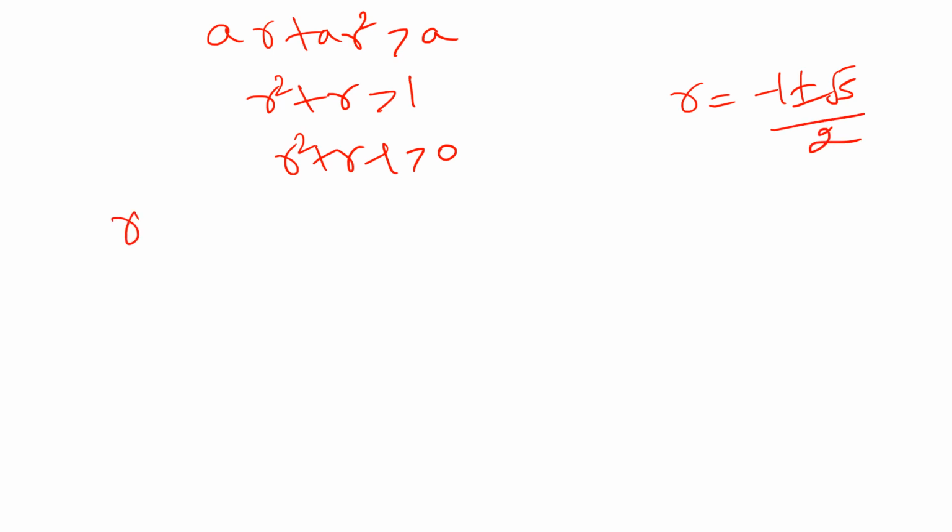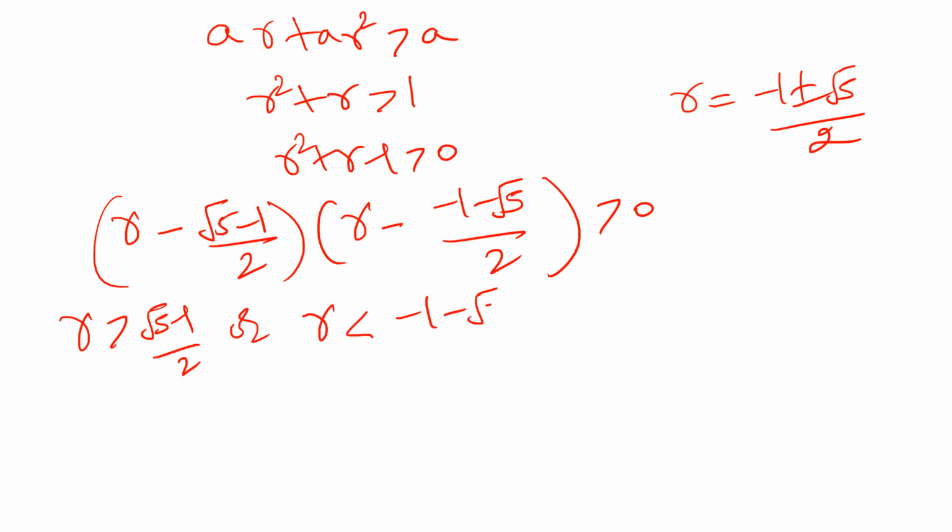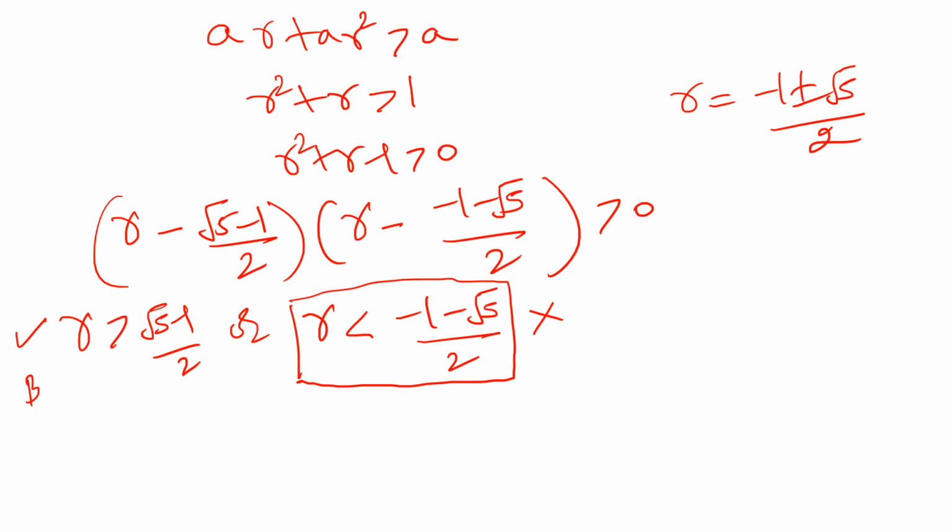Now factors will be r minus (root 5 minus 1) divided by 2, then r minus (minus 1 minus root 5) divided by 2, greater than 0. So if you use wavy curve method, you will be getting r greater than root 5 minus 1 by 2, or r smaller than minus 1 minus root 5 divided by 2. Now students, this particular interval we have to reject because r cannot be negative. So that means we have to accept this one only. r should be greater than root 5 minus 1 divided by 2. I am calling this inequality B.